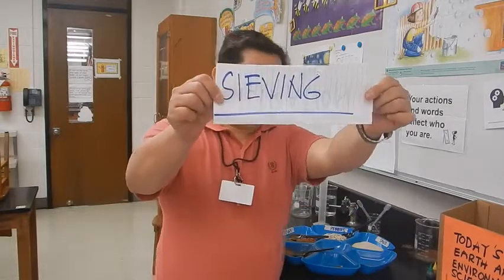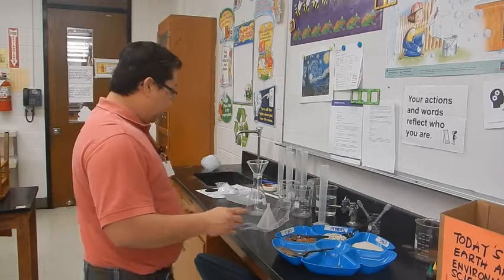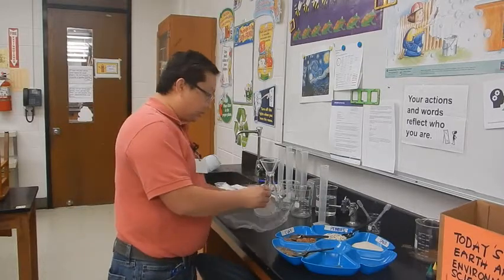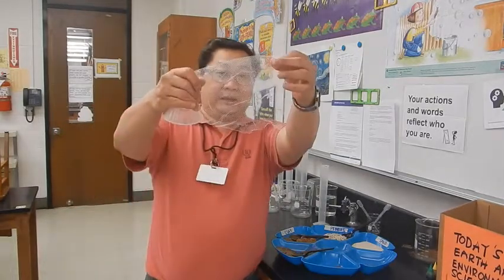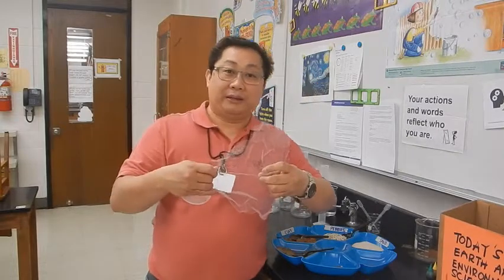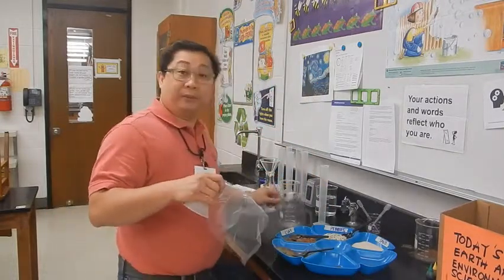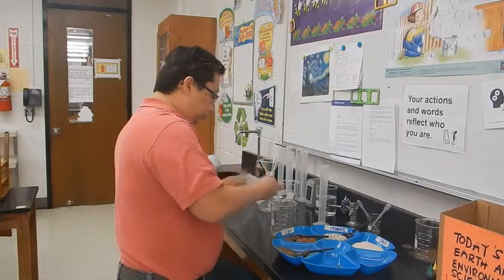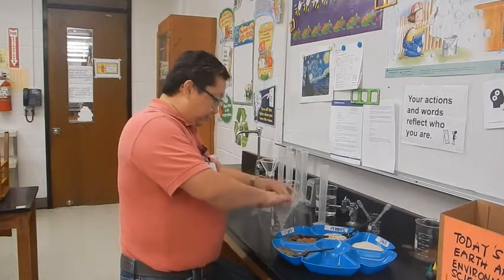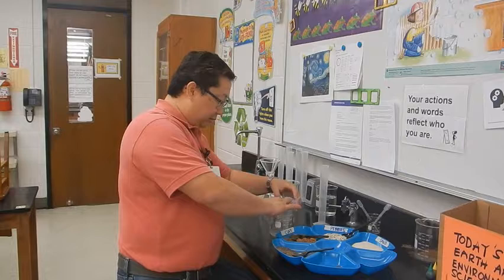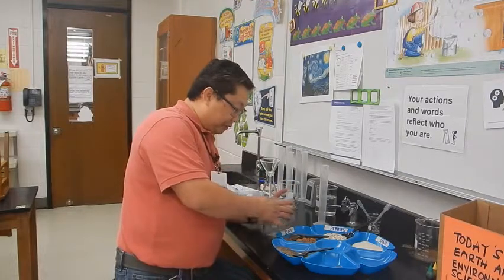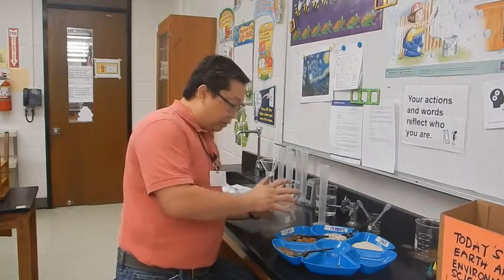So let us do the process of sieving. The first step is to make sure that we have the sieve, a net that would separate the small particles from the big particles. I'll be putting the net right there. I'll hold it firmly so that it won't loosen up later.